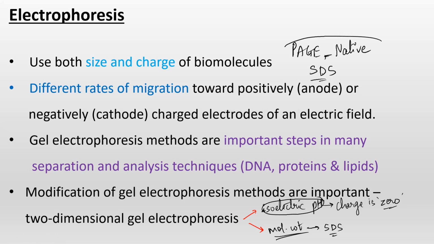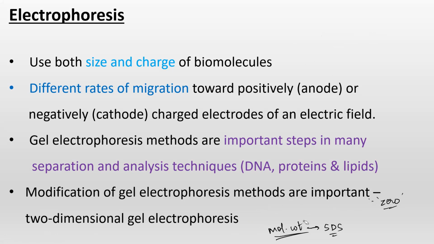PAGE and SDS-PAGE are 1D, so you're only exploiting one property while you're running the gel. Whereas in 2D, you're using two properties: one is isoelectric pH and the other one is the molecular weight. So this is one technique.